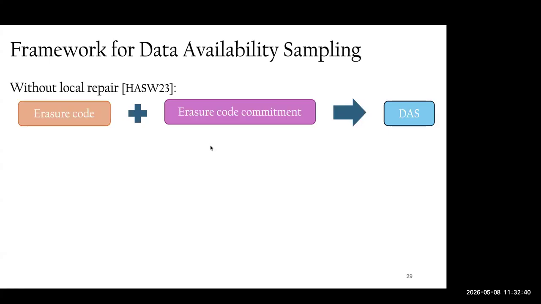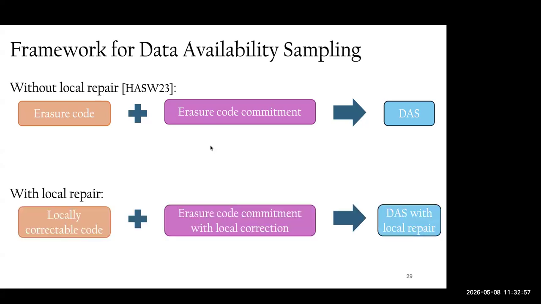So this framework is building on a framework which was proposed by a prior work, Hollanderson et al. in 2023, where they show that in general, you can build DAS from an erasure code plus an erasure code commitment. And what we're saying basically is to achieve local repair, we should have some notion of repair in both of these building blocks. So I want to use a locally correctable code which has repair, and we should also have a commitment scheme which also has repair. I will formally define all these in a few minutes. Then we should be able to actually get DAS with local repair.